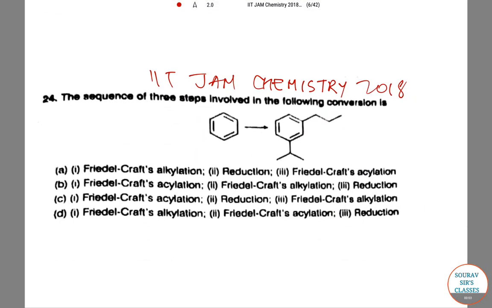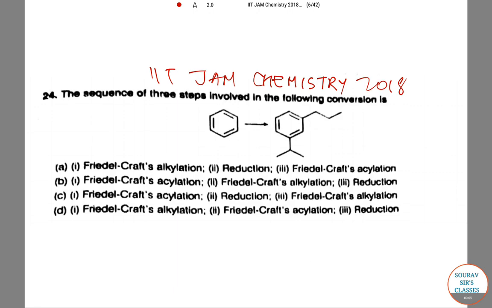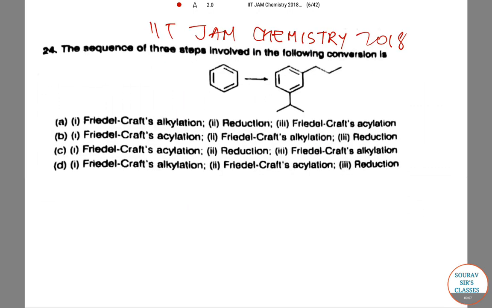Today we will be solving some IIT JAM Chemistry questions from this year, that is 2018. We have question number 24 in hand. The sequence of 3 steps involved in the following conversion is, and we have benzene as our compound. This is the compound we have in hand, and this is the product.